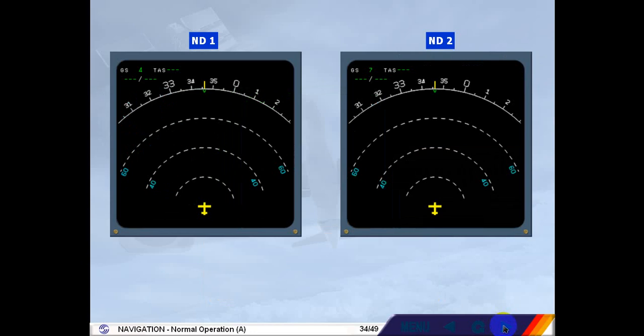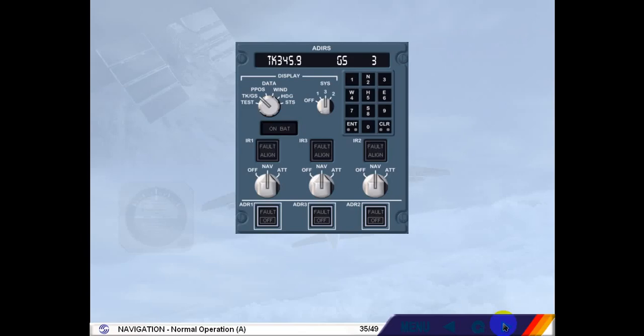Occasionally, during a turnaround, a residual ground speed can necessitate an IRS rapid realignment. Residual ground speed can be seen on the ND. ND1 shows the residual ground speed for IR1, while ND2 shows the residual ground speed for IR2. To see the residual ground speed for IR3, you can use the ADIRS panel. The system selector should be in position 3 and the data selector in the TRK/GS position.